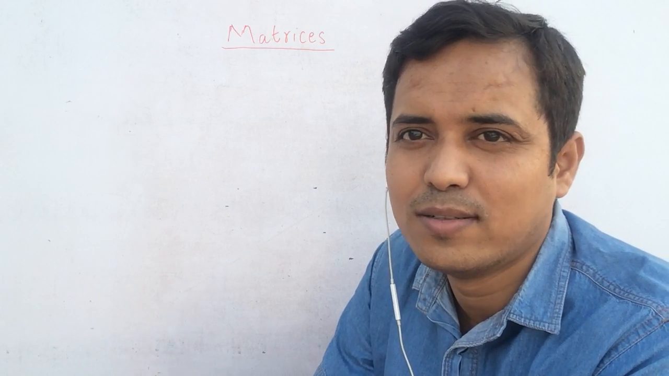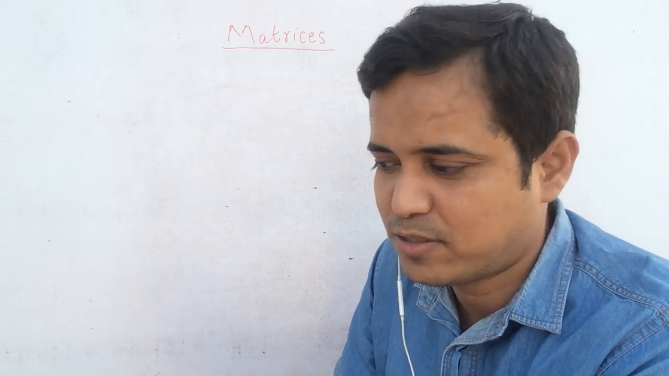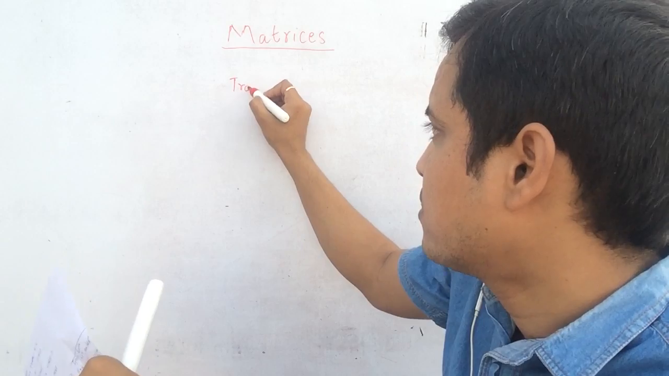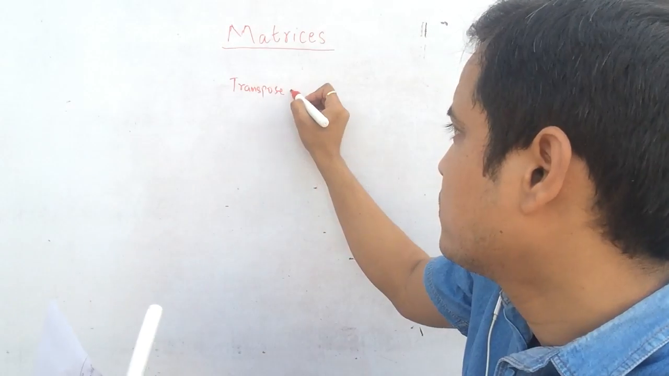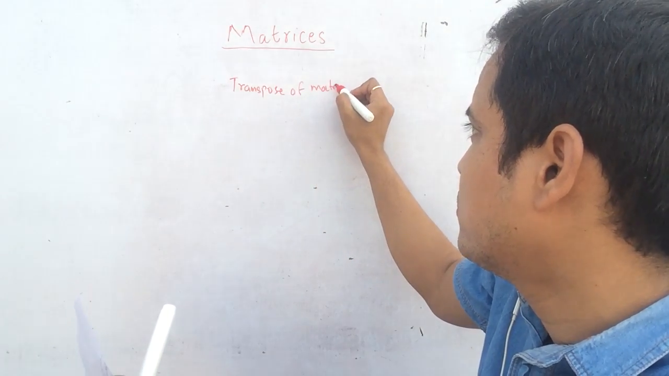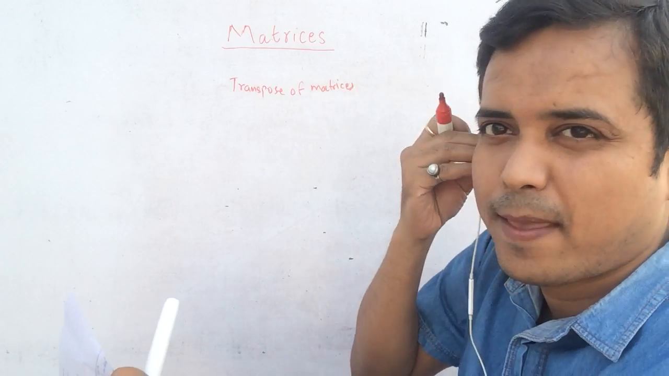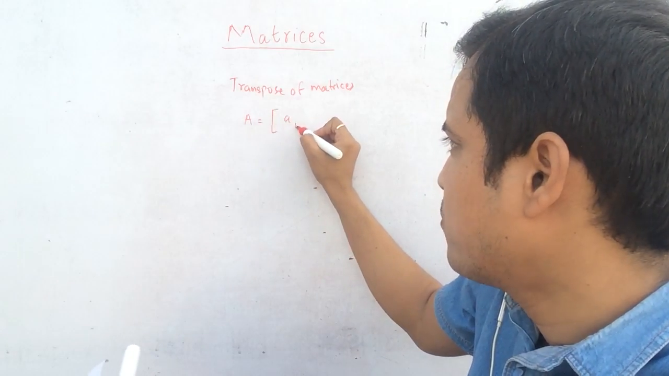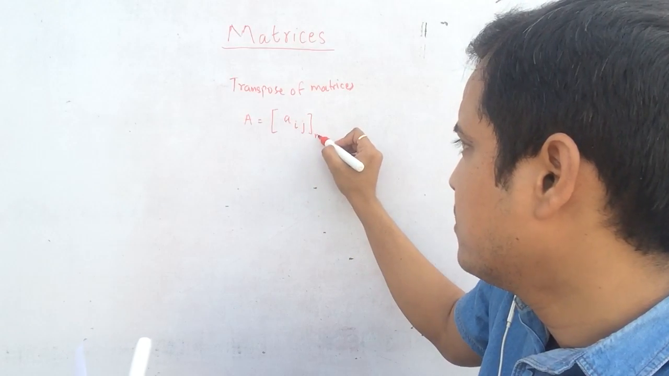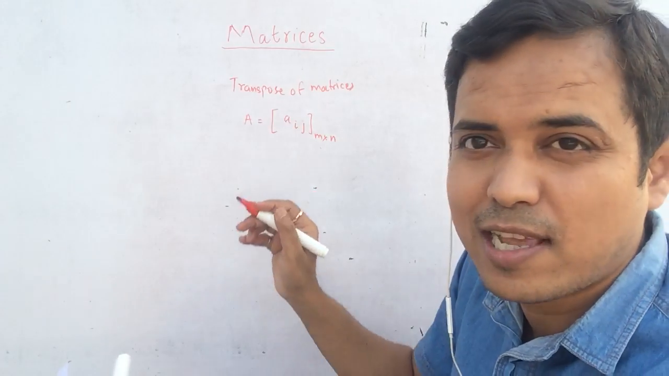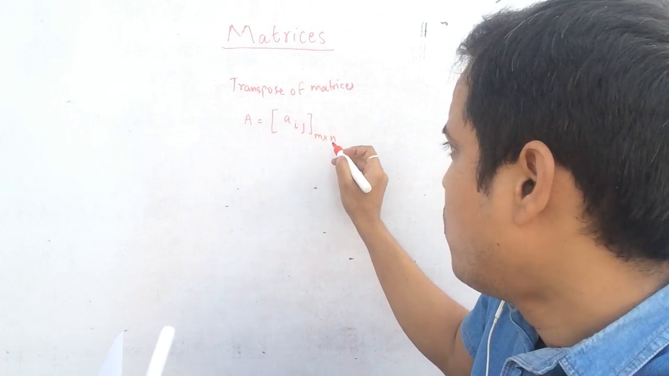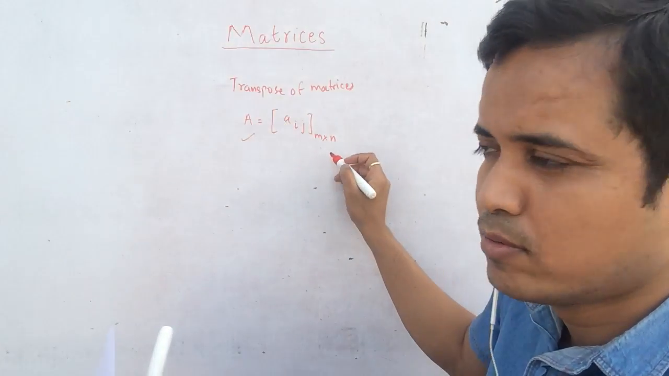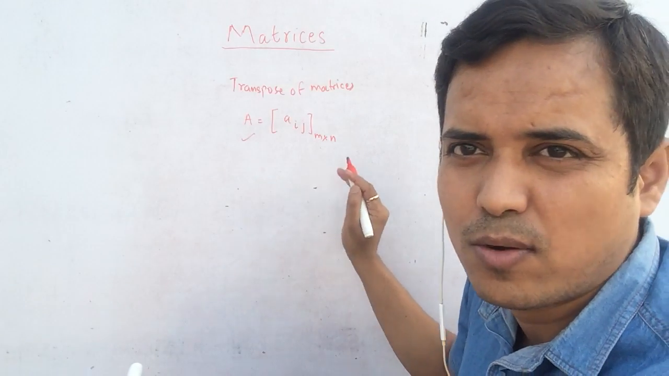Today we are going to learn the next topic of matrices here: the transpose of matrices. Let A be the matrix of order m cross n, A equal to Aij. So representation is like this. If you want to find the transpose of this matrix, then what do you have to do? Interchange the rows and columns.